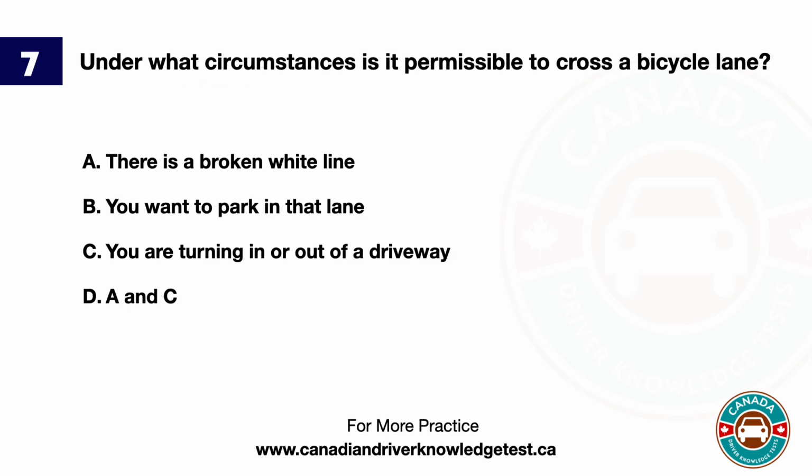Question 7. Under what circumstances is it permissible to cross a bicycle lane? A. There is a broken white line. B. You want to park in that lane. C. You are turning in or out of a driveway. D. A and C. The answer is D, A and C.